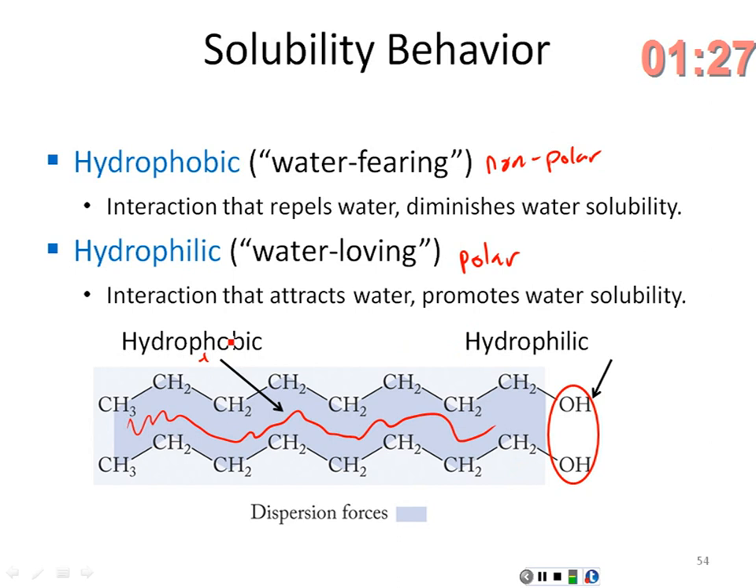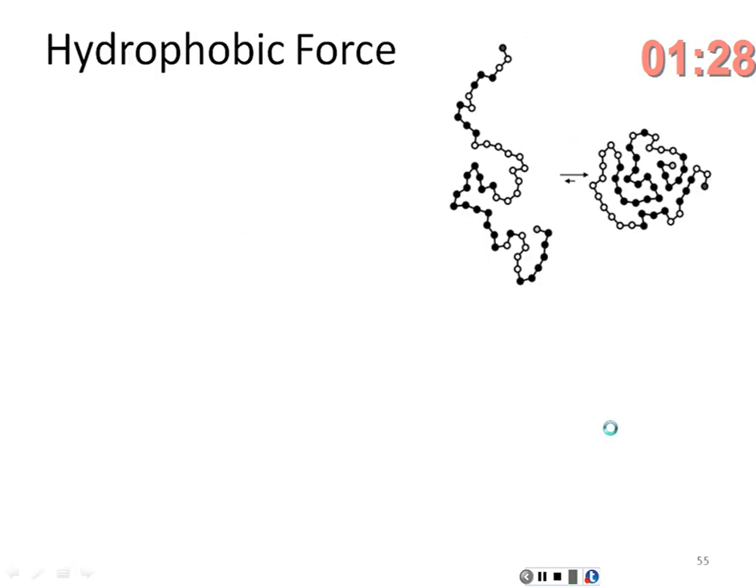And you can also see here the ends of these molecules, these OH groups. Those are actually polar, right? Because that carbon-oxygen bond is a polar bond, so that's a hydrophilic part. So the water molecules would be very ordered around that particular part of the molecule. And this is where the hydrophobic force comes from.